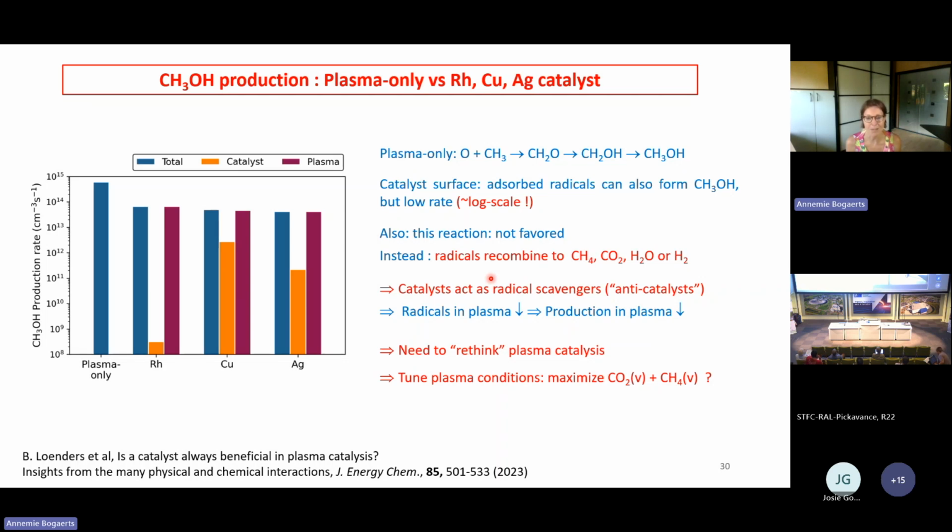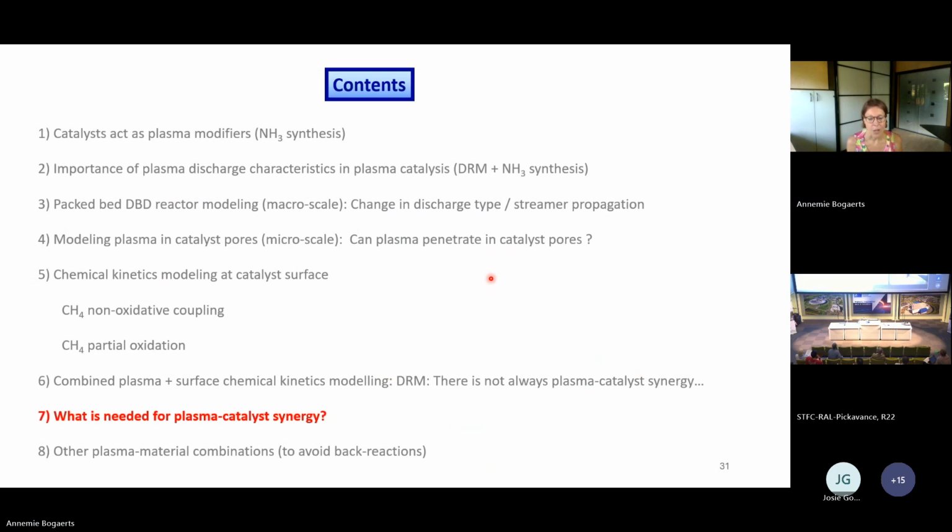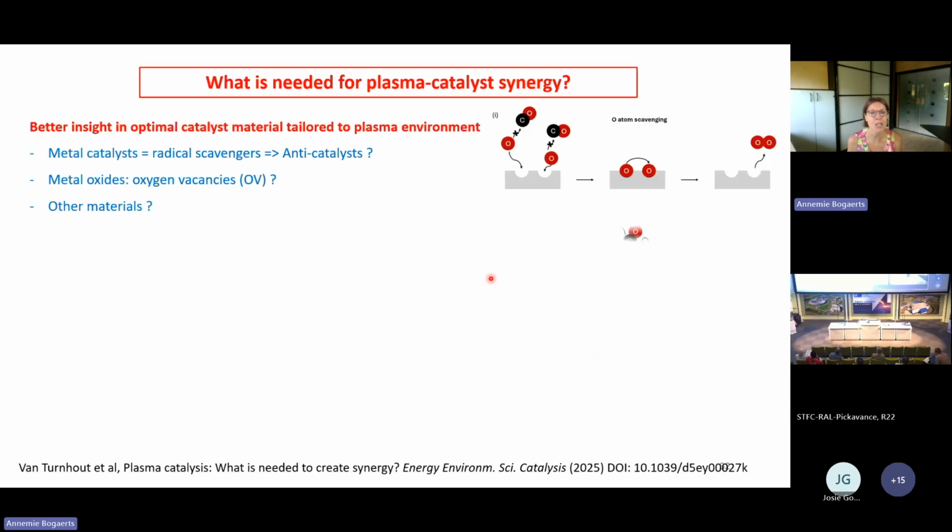vibrationally excited species. In general, I want to stress that the effect of the catalyst on the plasma discharge is very important, and we find in our experiments that the role of the plasma chemistry is typically dominant over the influence of the catalyst. So if I showed before that there's not always plasma catalyst synergy, then the question, of course, logically arises, what is needed for this plasma catalyst synergy?